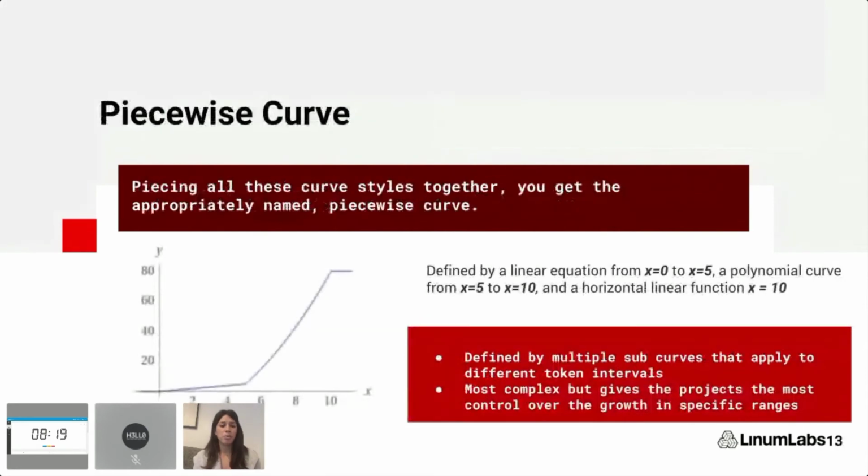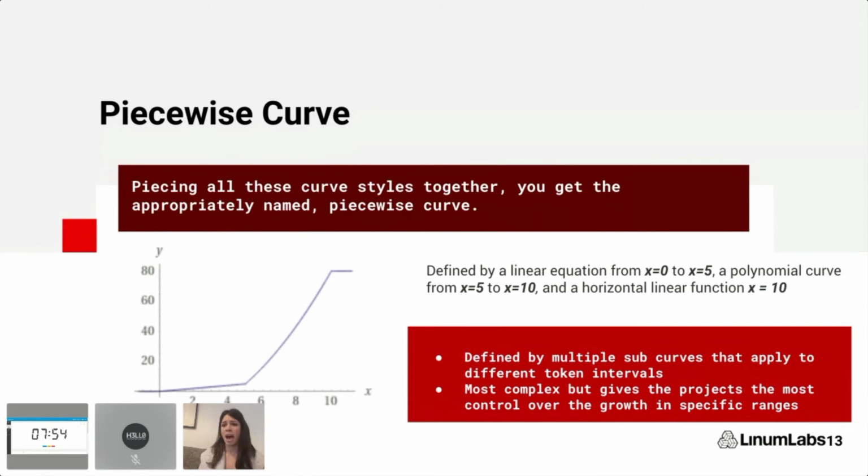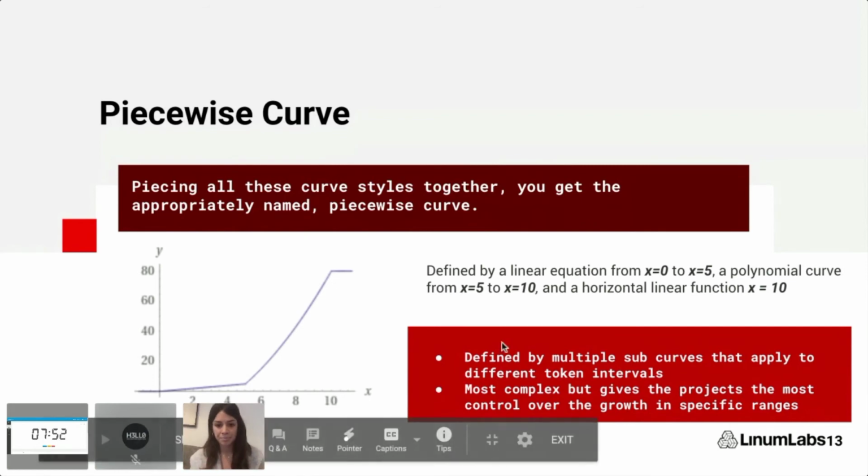Piecewise curve is the final one, and it can't be described by a simple formula because it's actually just pieced together, as the name implies, by other formulas. So this one here is an example. Here it's just linear from 0 to 5. From 5 to 10, it takes on a slight polynomial curve. And then from 10 onwards, it takes on a horizontal linear function. And this would just be created with your traditional math piecewise functions.